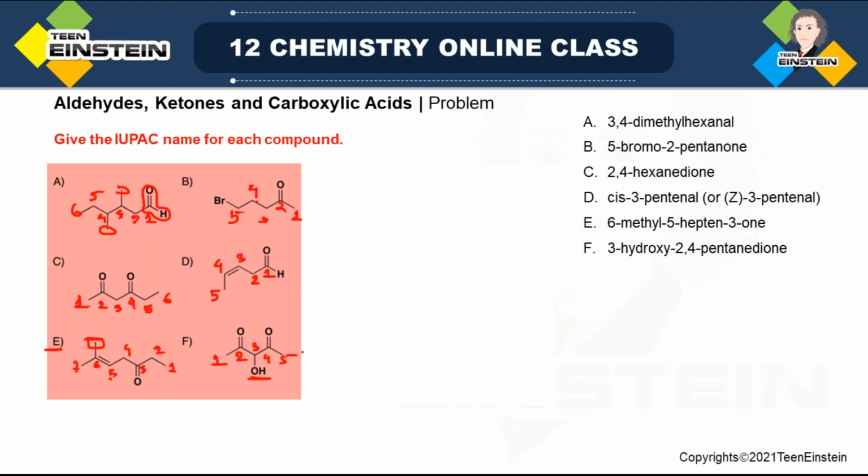So you can see all the names here. The first compound, 3,4-dimethylhexanal. HEXAN, then 'e' is not written, but instead we have written 'al'. Second compound, we have one keto group. So this is actually a substituent, 5-bromo. First you have to write that, then 2-pentanone, because the position of the keto group is 2. Third compound, 2,4-hexanedione. See, try to understand the difference between A and C. In case of A, we have written hexan, and 'e' is not written.